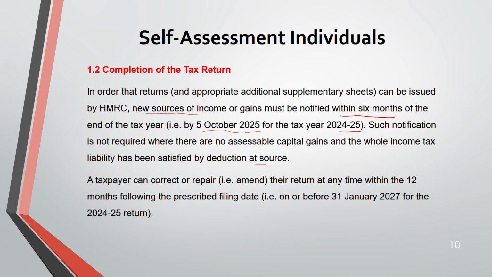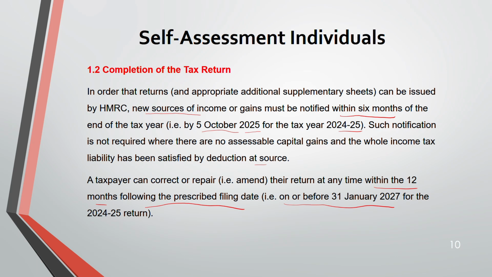Taxpayer can correct or repair their return. For correcting also they are giving you time to amend this, because sometimes you can make an error, quite possible, and often it is done. So in that case, taxpayer can amend their return at any time within the 12th month following the prescribed filing date. What is the filing date? Based on your tax year, whatever is the filing date, 12 months from that you can amend your tax return. So on or before 31st Jan 2027 for 24-25 return.